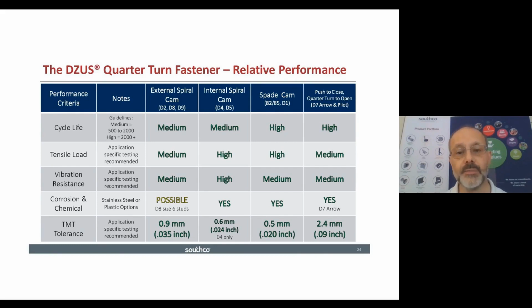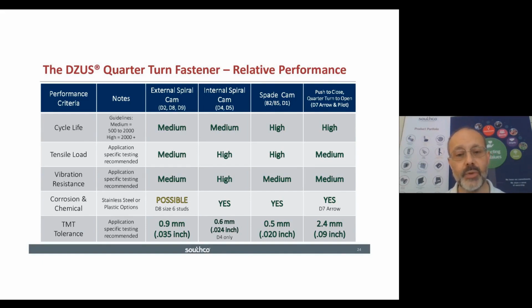And actually our spade cam and the push to close, quarter turn to open fasteners will achieve an even higher cycle life. And what's important to note is that the function of the fastener over those cycles will not deteriorate. So you still have the same clamp loads, you still have the same operational torque, which cannot be guaranteed if you're using a threaded fastener. The tensile loads again vary across the product range, as does the vibration resistance.